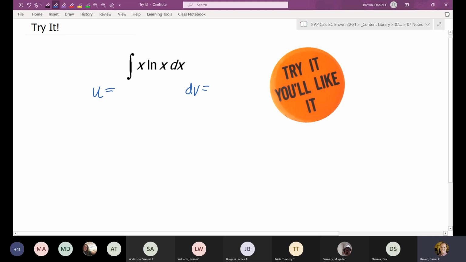And then after you choose your u and your dv, you're going to take the derivative of u to find du, and then you're going to integrate dv to find v.